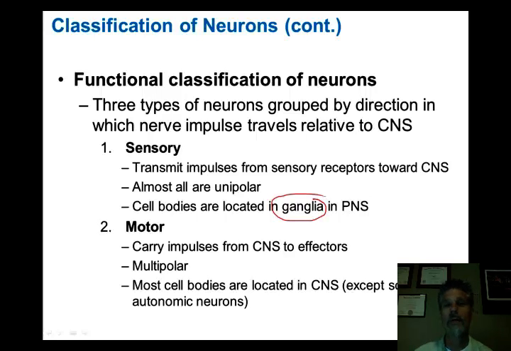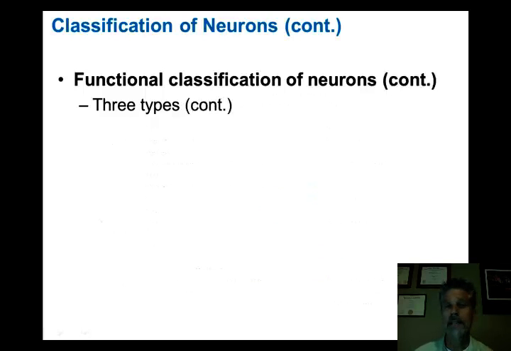Then there's motor, right? Motor is the opposite. Sensory afferent, motor efferent is going the opposite way. So from the central nervous system to the effectors. And these are usually multipolar, like we said, having to communicate with lots of different cells. And the cell bodies are usually in the central nervous system.